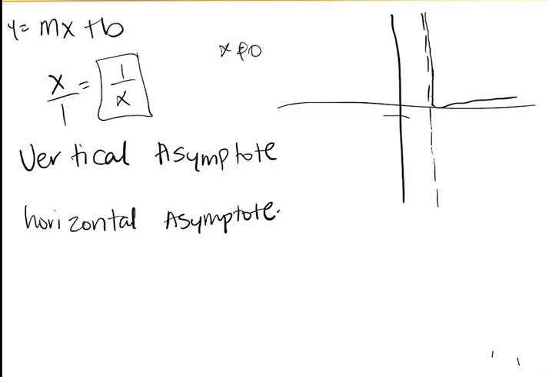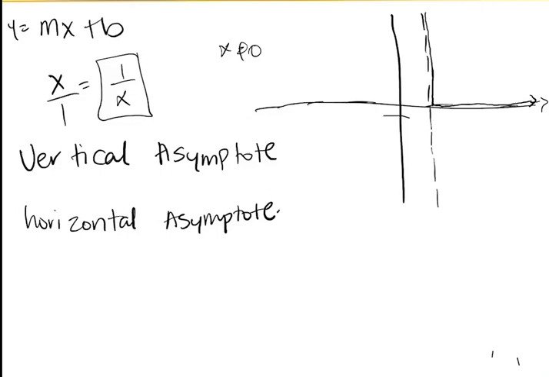And we also have our horizontal asymptote. So now this time it's horizontal. Our graph is going to go really close to this line, but it's never going to touch it. And that's what those mean. I'm going to be using HA and VA throughout.